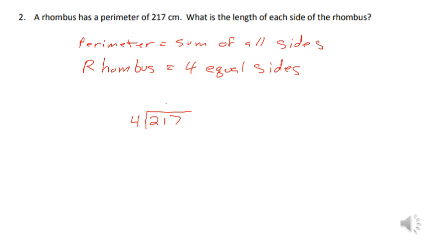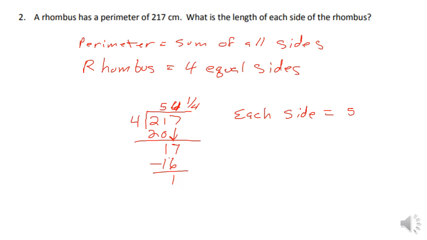So 4 goes into 21 5 times. 5 times 4 is 20. And bring down our 1. Going to bring down the 7. 4 goes into 17, I'm sorry, 4 times. 4 times 4 is 16. Leaves us 1 left over, so we're going to have 1/4. So now I know each side will equal 54 1/4 centimeters.